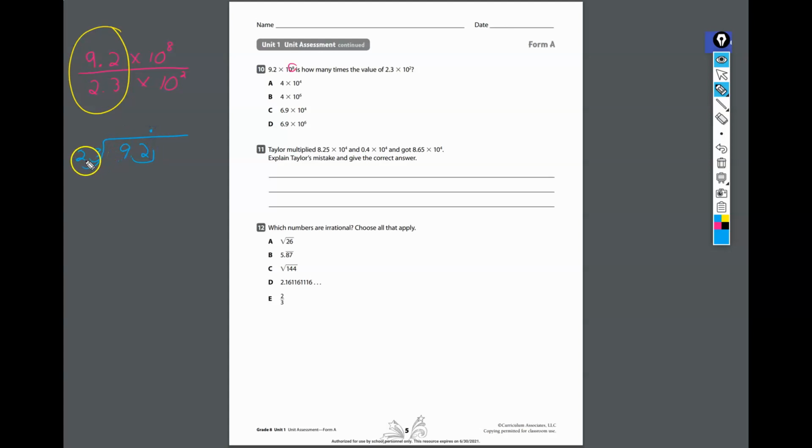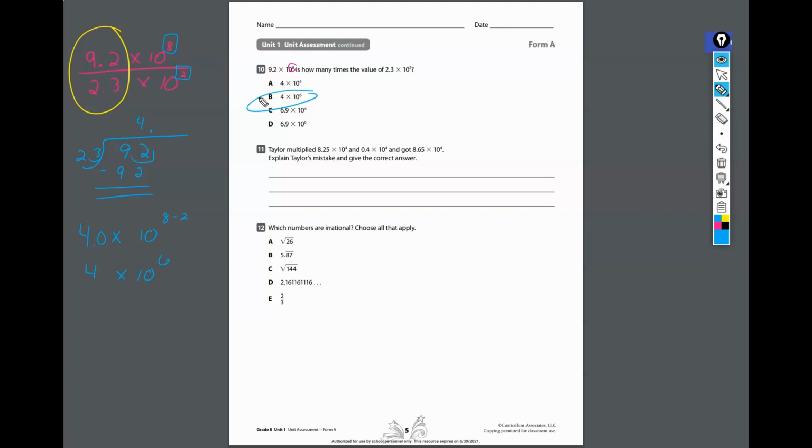So how many times will 23 go into 92? That's actually 4 times. 4 times 23 gives us 92. So that's even. So I've got 4, and you could put 4.0 or just 4 times 10. And remember, we are going to subtract our exponents. When they're stacked, we subtract. So 8 minus 2 gives us 6. So your answer should be B.